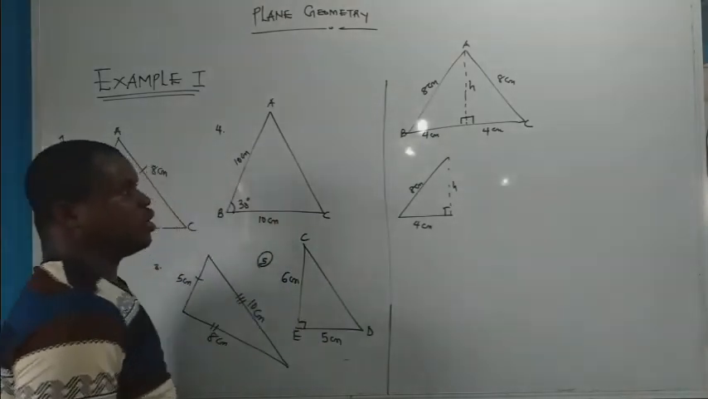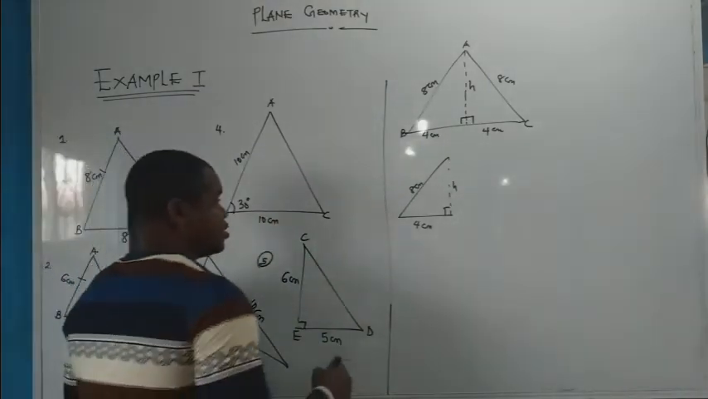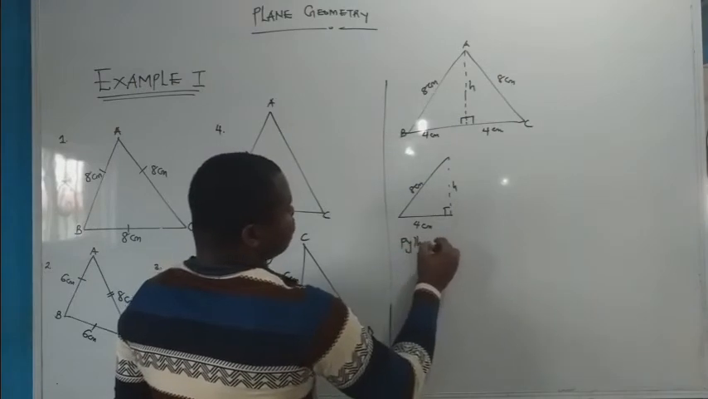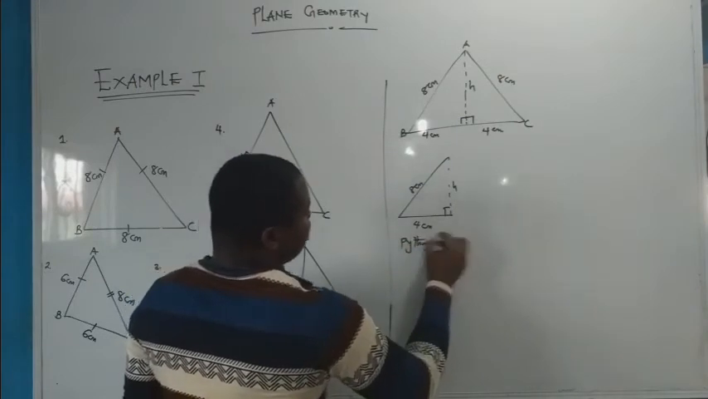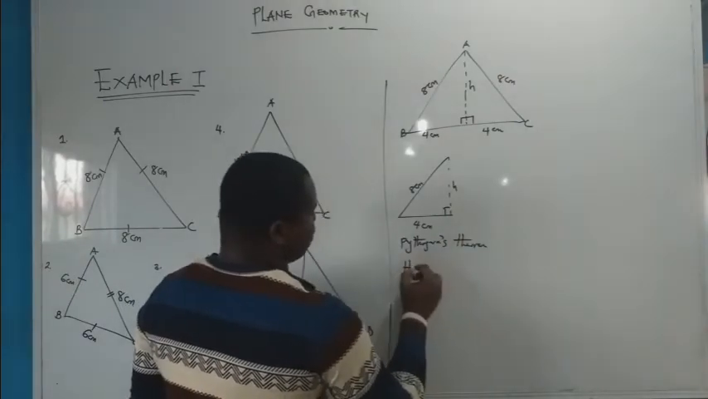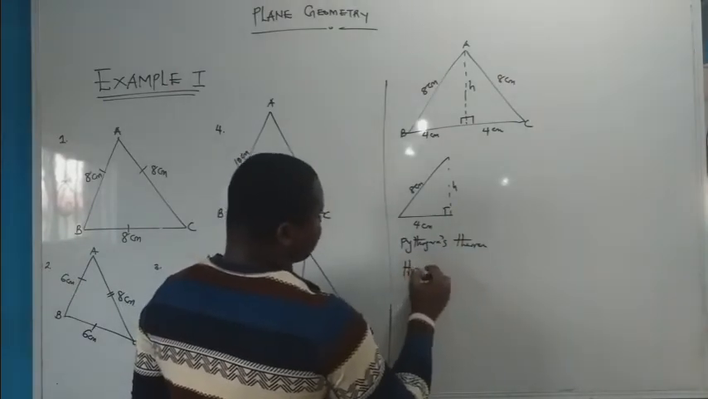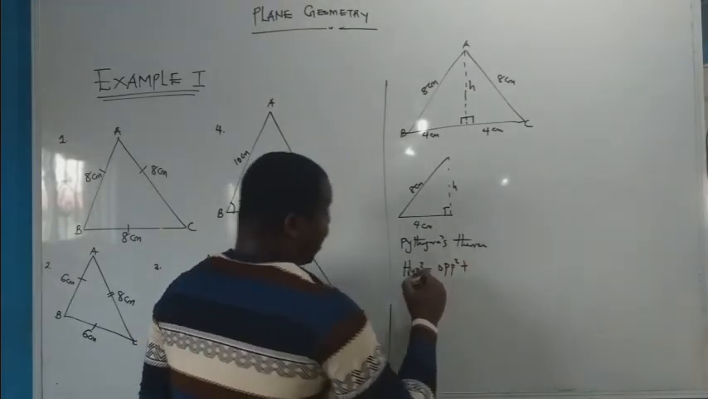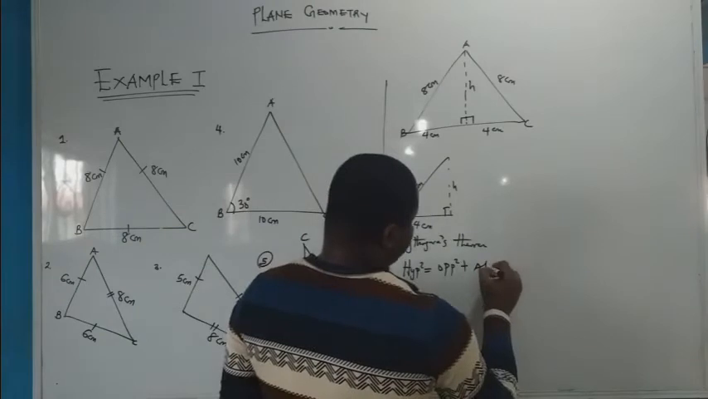Okay, so let's find the height. All right, from Pythagoras theorem, it says the square of the hypotenuse side is equal to the sum of the squares of the opposite and the adjacent side.